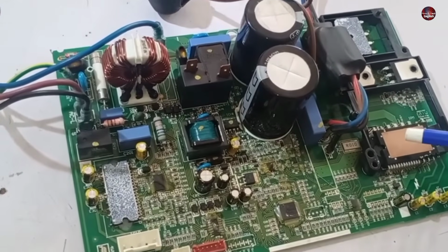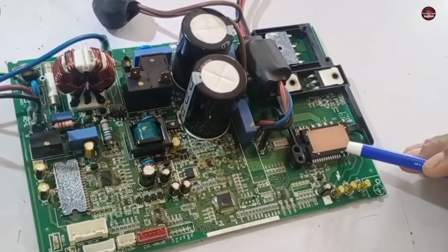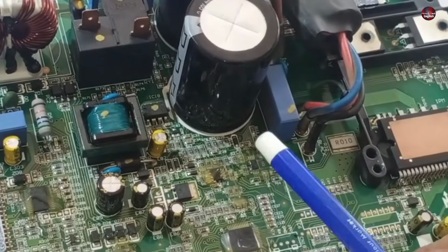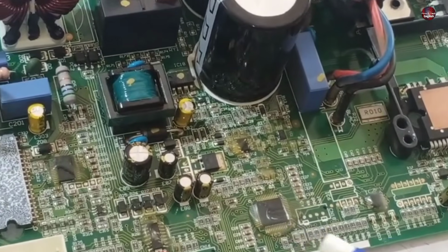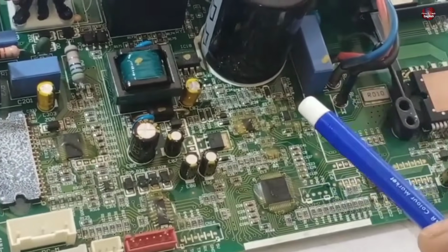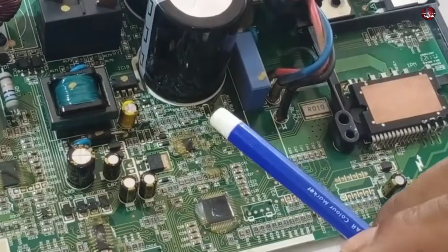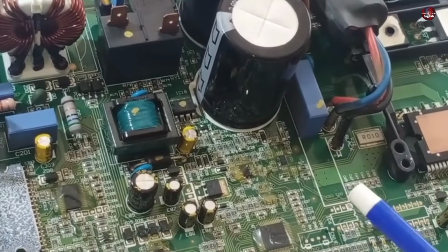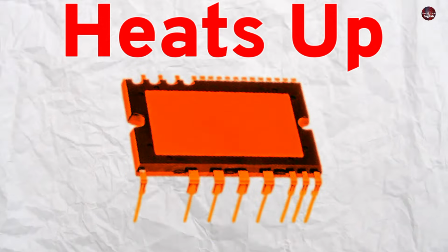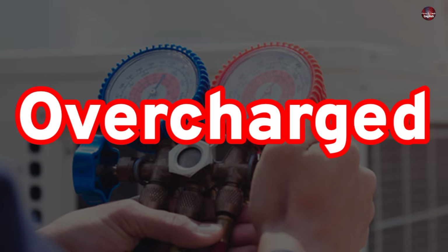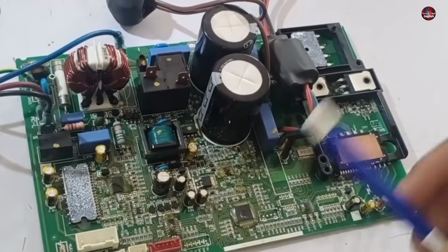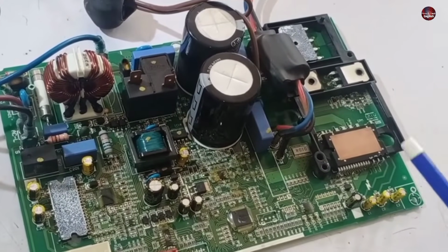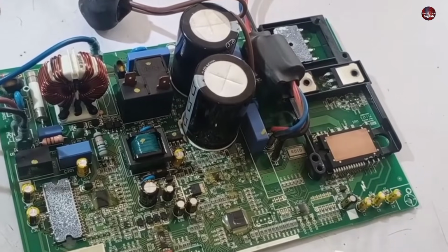The compressor drive area of the motherboard is controlled by the microcontroller. If any small component between the microcontroller or the IPM goes bad, for example, any resistor, capacitor, or diode goes bad, the motherboard can still show the F1 error code. Other than this, if the IPM starts to heat up, due to the refrigerant being overcharged in the unit, the IPM heats up in that case and the F1 error code is shown. I have experienced it in some situations.